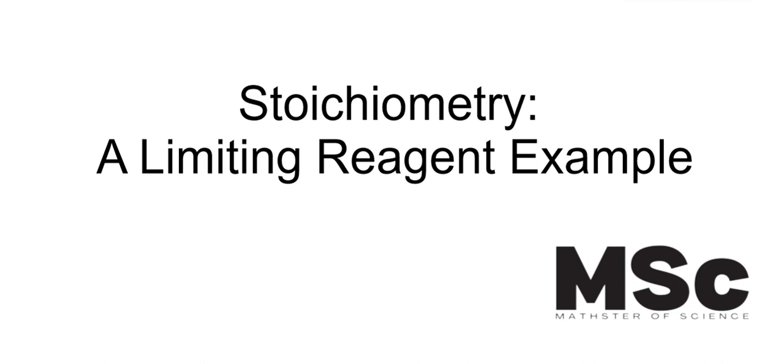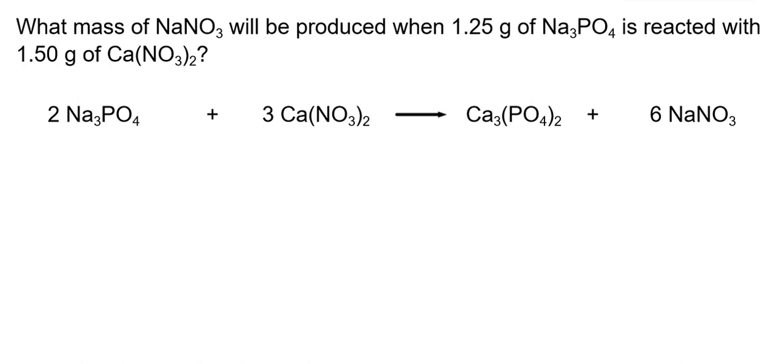In this video we're going to be looking at a stoichiometry problem, specifically one that requires you to determine the limiting reagent. So here's the problem we'll work through. We're trying to figure out what mass of the sodium nitrate will be produced when we react 1.25 grams of sodium phosphate with 1.5 grams of the calcium nitrate. So this is a double displacement reaction. You can see it down below.